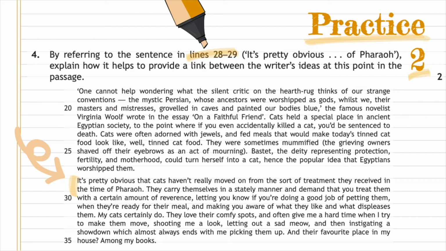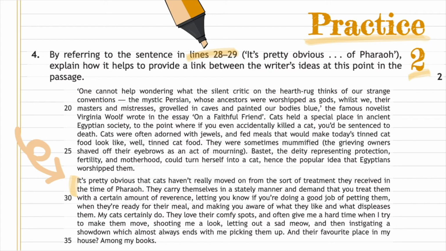They carry themselves in a stately manner and demand that you treat them with a certain amount of reverence, letting you know if you're doing a good job of petting them, when they're ready for their meal, and making you aware of what they like and what displeases them. My cats certainly do. They love their comfy spots and often give me a hard time when I try and make them move, shooting me a look, letting out a sad meow, and then instigating a showdown which almost always ends up with me picking them up and moving them to their favourite place in my house, among my books.